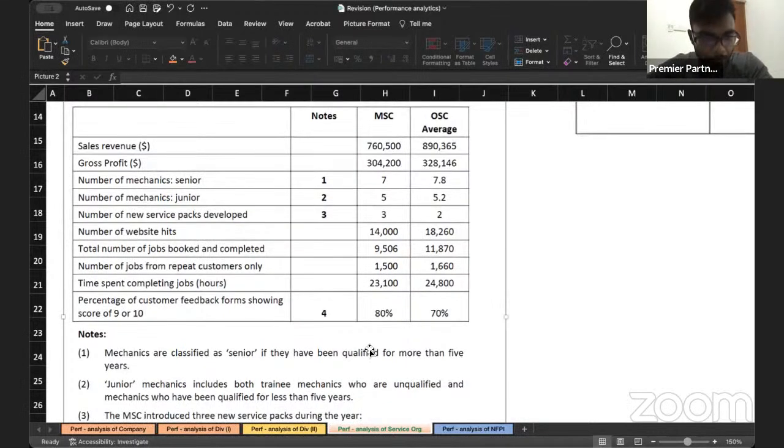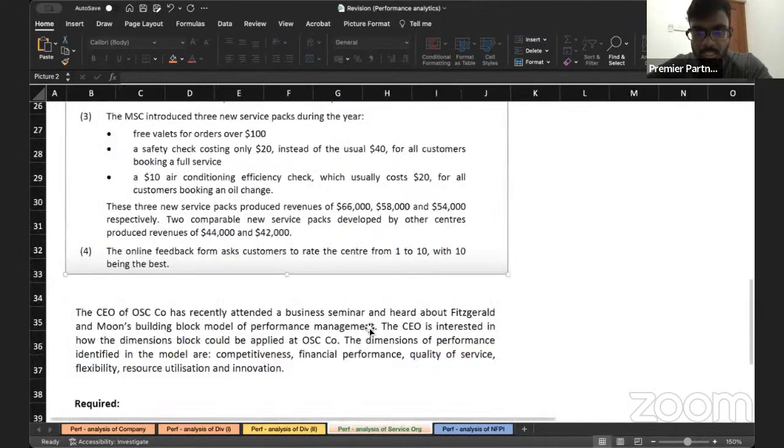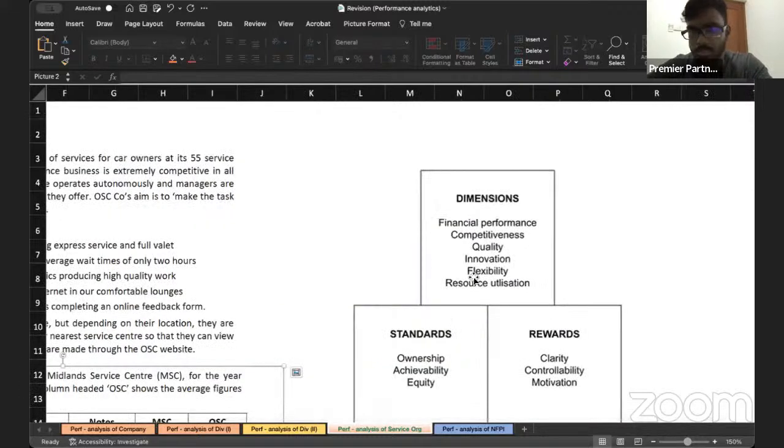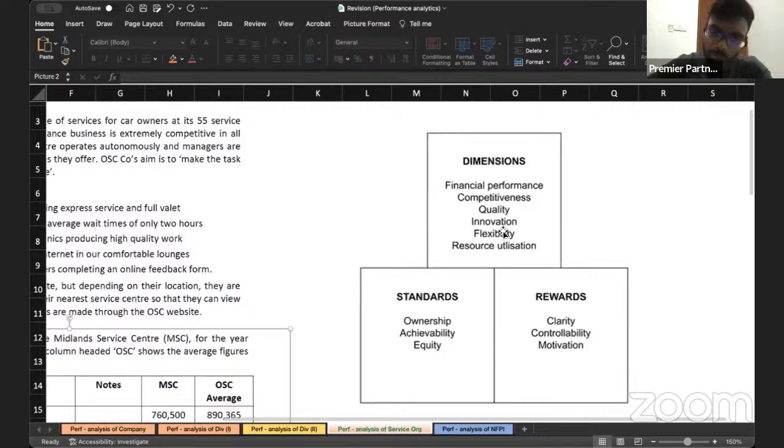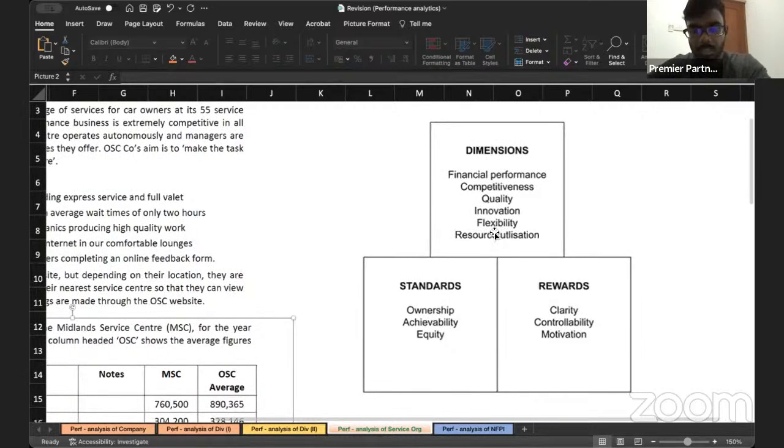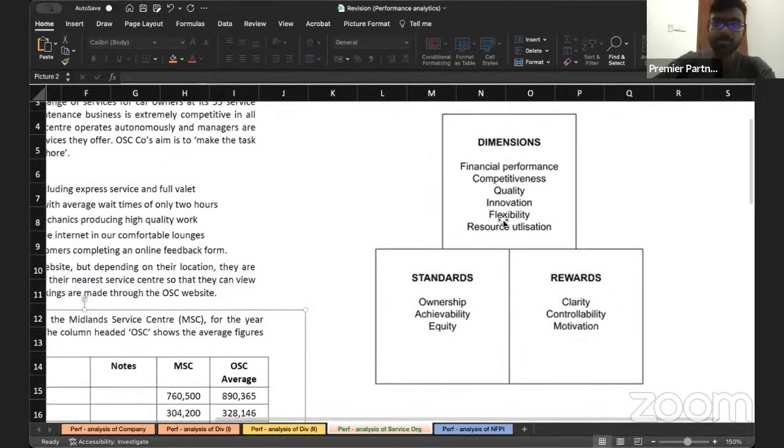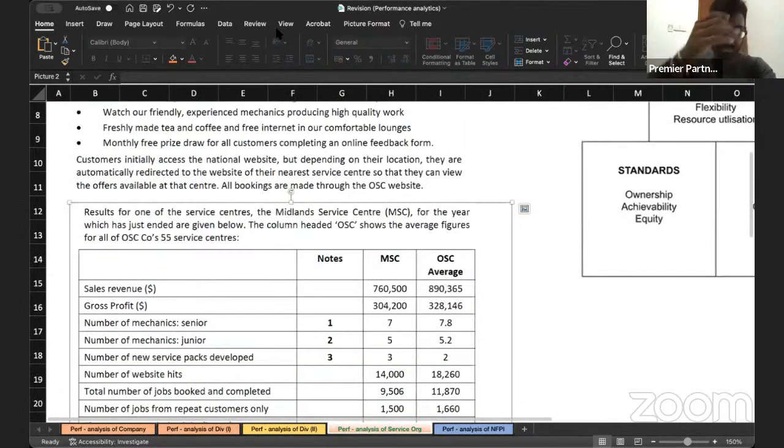Now I've come up with measures for all these other five dimensions. Why don't you come up with a metric for flexibility? Maybe if you read what flexibility means, you can understand. Okay, I'm getting an answer. Let's see.